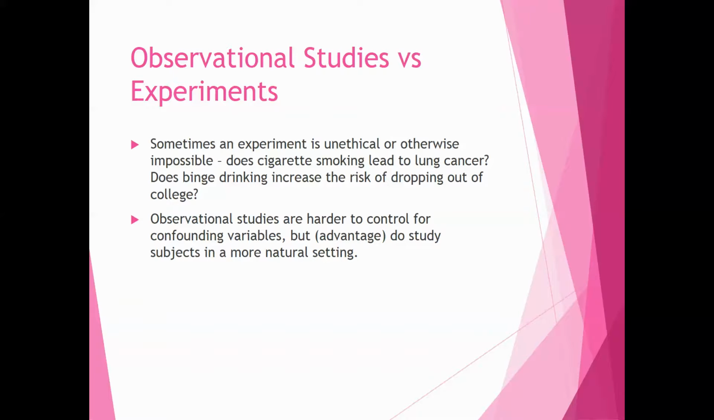Observational studies versus experiments. Well, sometimes an experiment is unethical or impossible. You can't do an experiment to see if cigarette smoking leads to lung cancer or binge drinking increases the risk of dropping out. Observational studies are harder to control for confounding variables, but they do study subjects in a more natural setting.